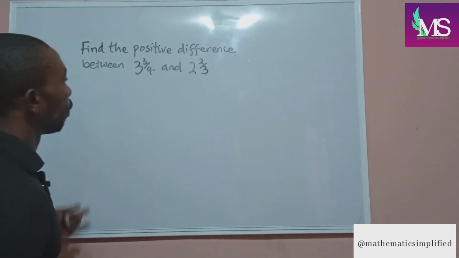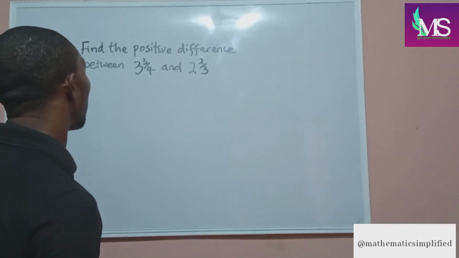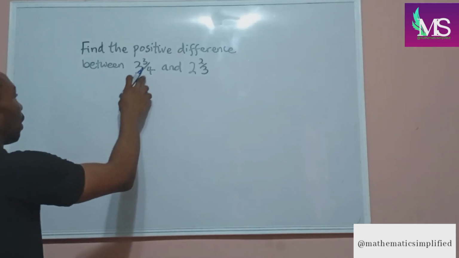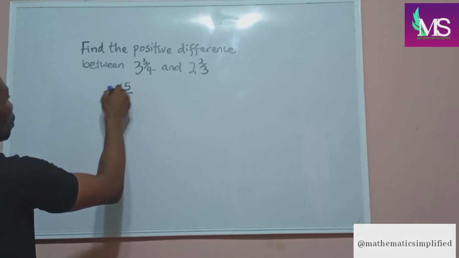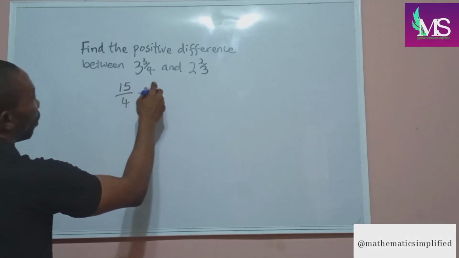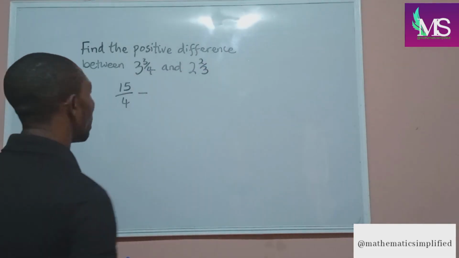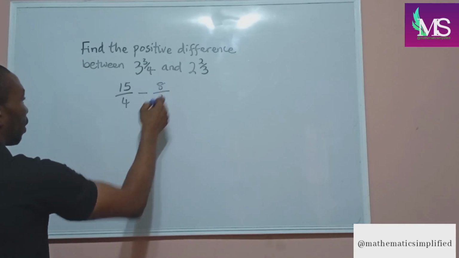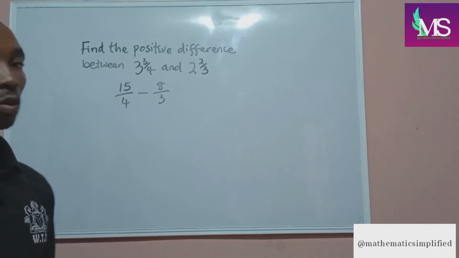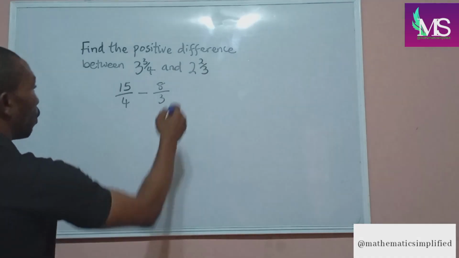The next one says find the positive difference between 3 over 4 and 2 whole number 2 over 3. First of all, we convert these fractions to improper fractions. Now, to convert, 3 times 4, 12. 12 plus 3 will give us 15 over 4 minus, since we're looking for difference, 2 times 3, 6, plus 2, 8. 8 over 3. Now, the next thing we are looking at is what's our LCM? Our LCM for 4 and 3 will give us 12.